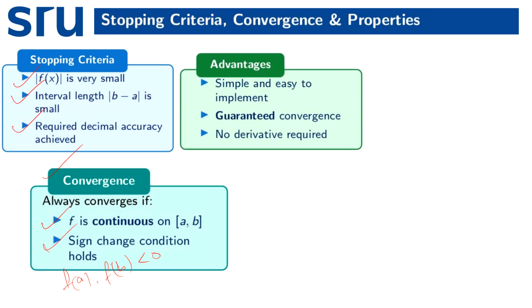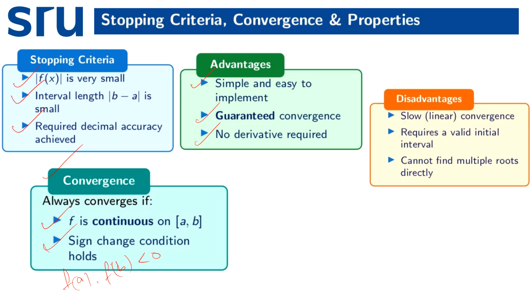Now let us discuss the advantages. It is very simple and easy to implement, so that even beginners can understand and apply it easily. It provides guaranteed convergence, which is a very big advantage compared to many other methods. And it does not require derivatives, so even if differentiation is difficult, we can still apply the method. These three advantages are there mainly.